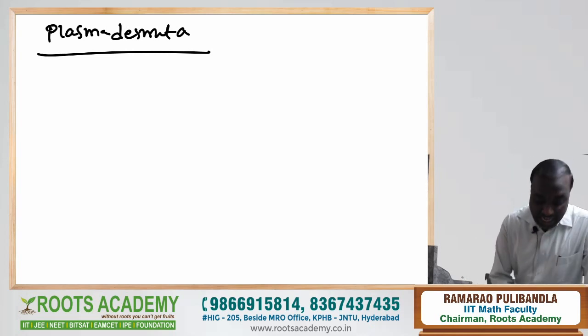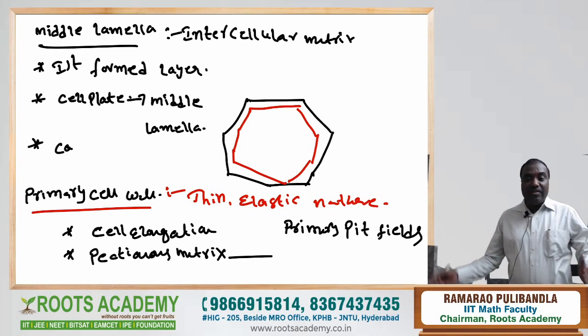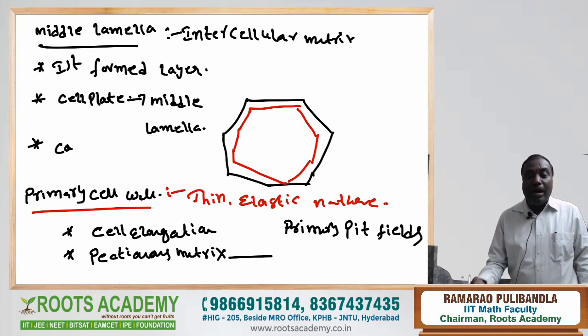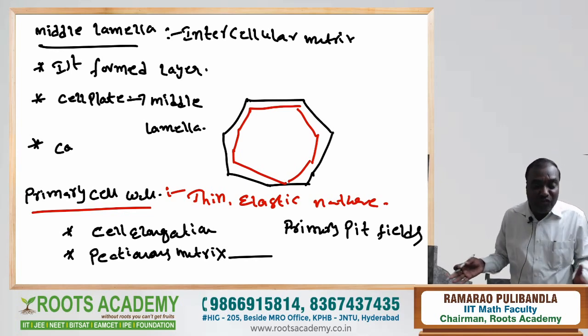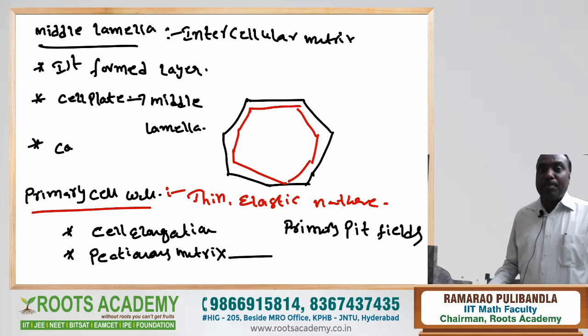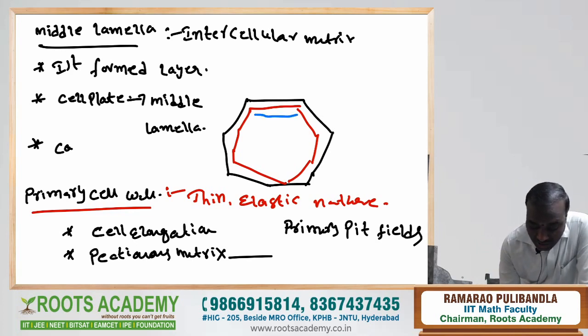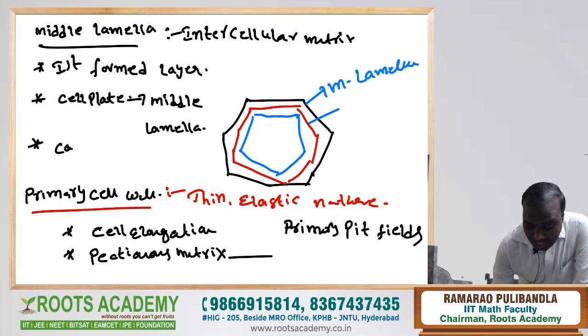Now let us see about the secondary cell wall. What is the secondary cell wall? It is formed when the cell becomes mature or developed. The primary cell wall diminishes, but does not fully disappear. During that time the protoplasm lays down layers inner to the primary wall. These are called the secondary cell wall. Just this is the middle lamella, inner to the middle lamella is the primary cell wall, and inner to the primary cell wall is the secondary cell wall.